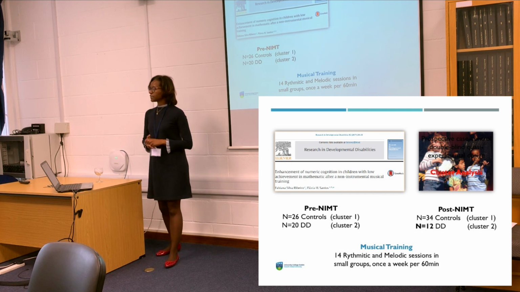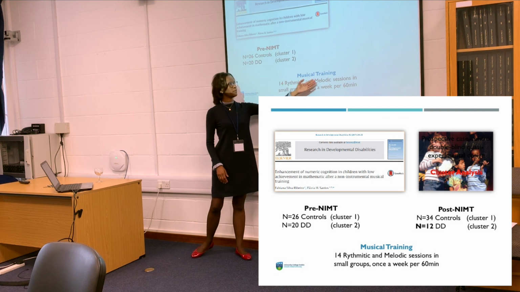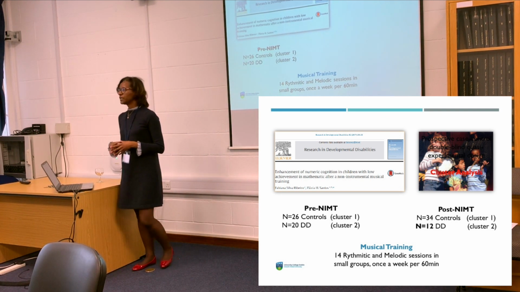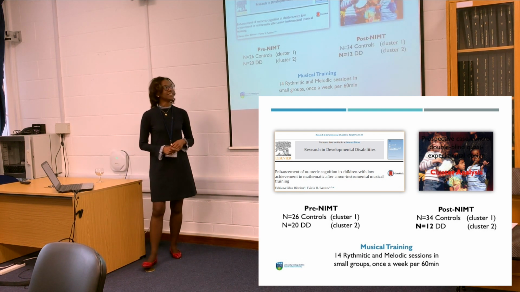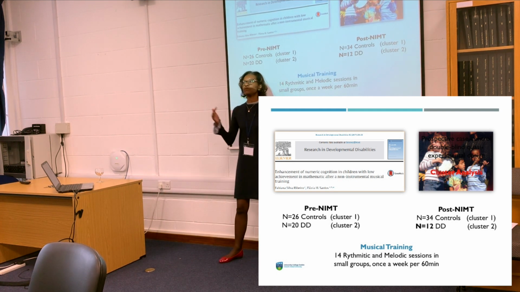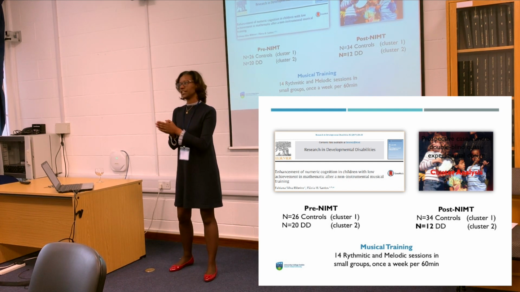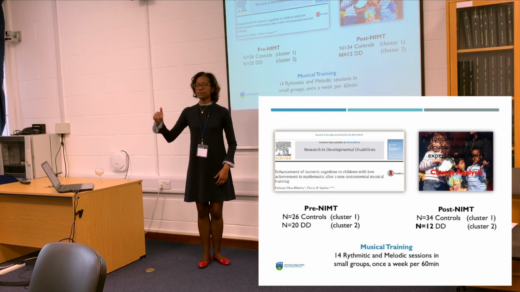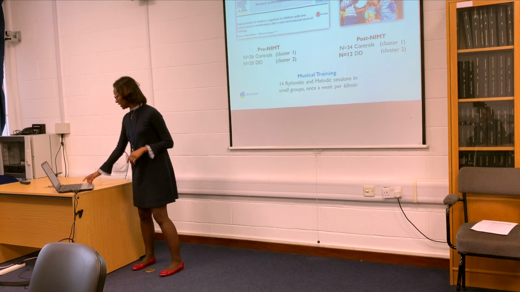They did the musical training, which was composed of 14 sessions of rhythmic and melodic activities. They were performed in small groups, once a week for 60 minutes. The results post-training are very interesting. When we look at the sample, we see a change in both groups, in that 8 children who initially had deficits in maths normalized their performance and became part of the control group. So that's the main result.